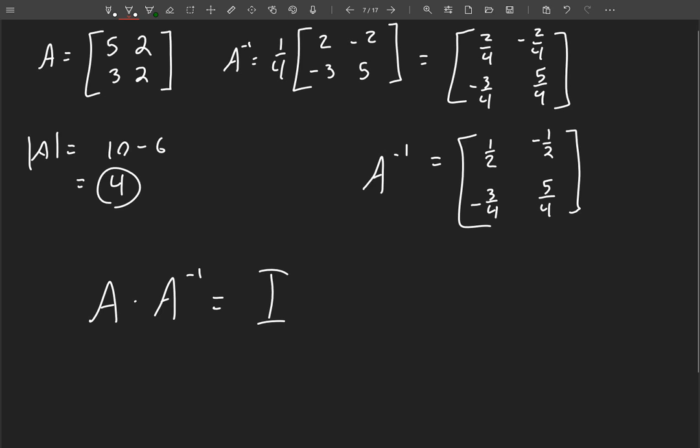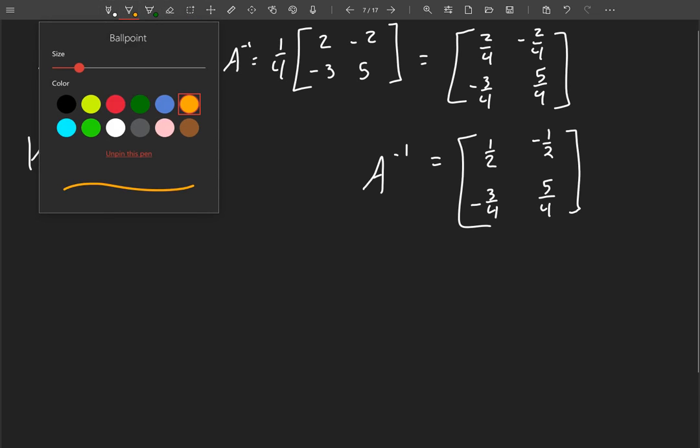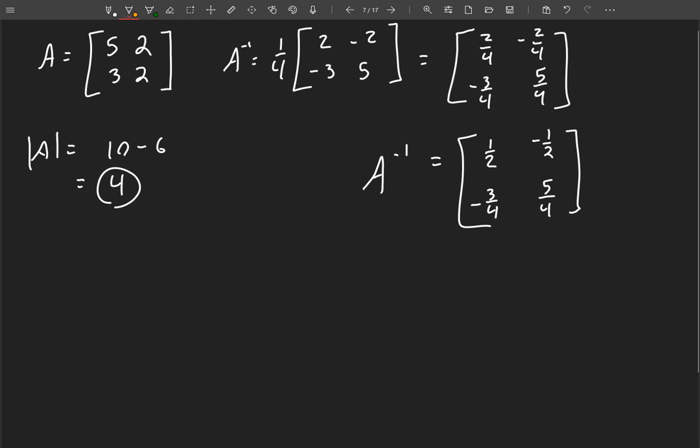And why am I doing that? Because I want to verify that just like 8 times 1/8 equals 1, it works the same way, right? Okay, let's do that. Here we go. We're going to multiply. Let's change colors because it's going to get crazy here.